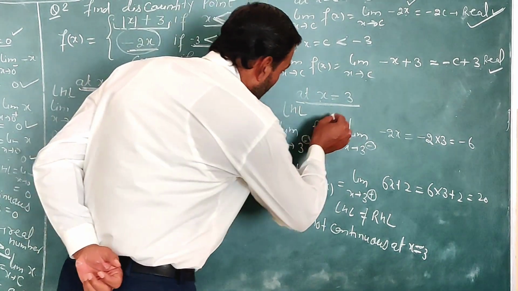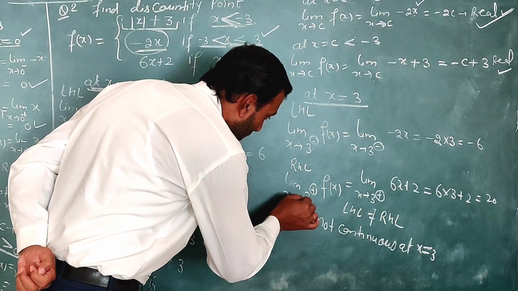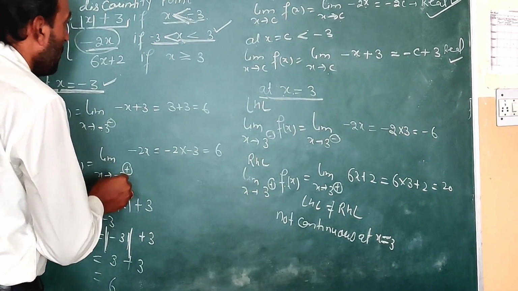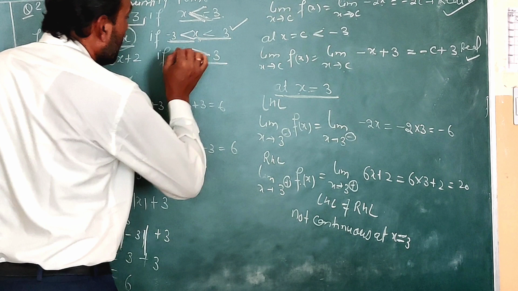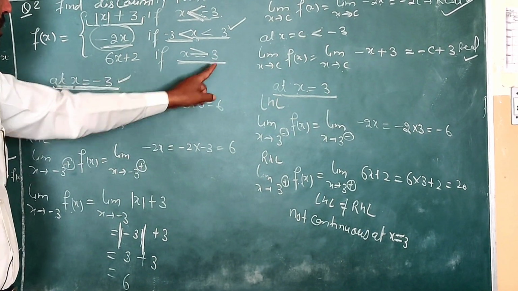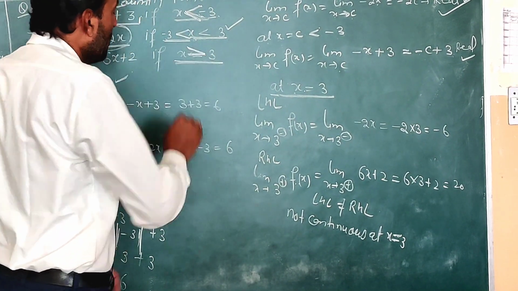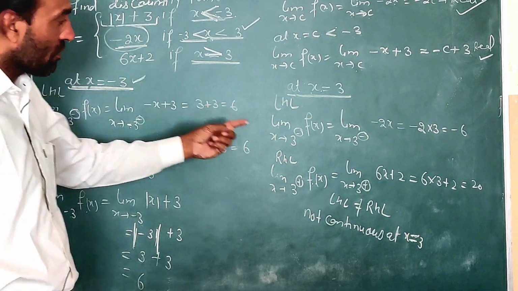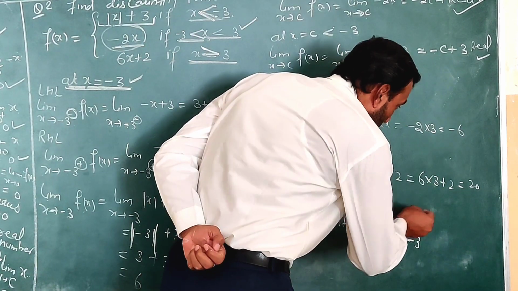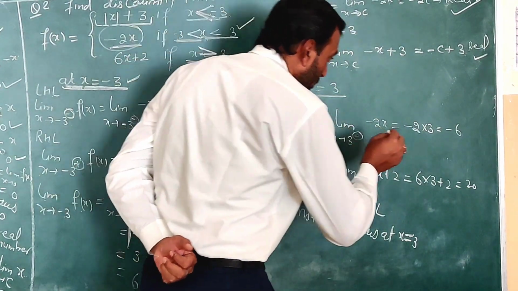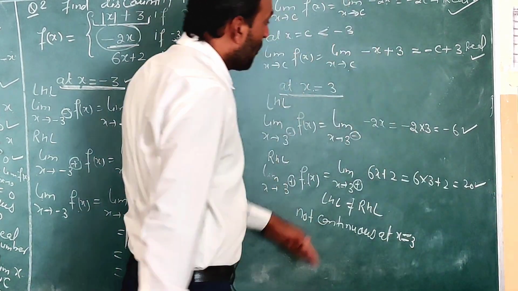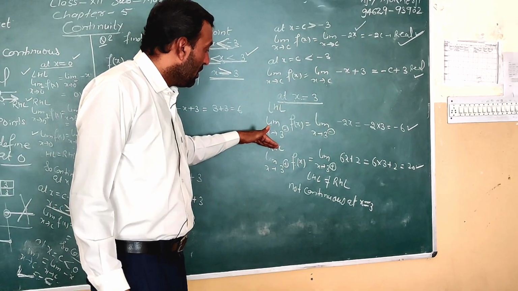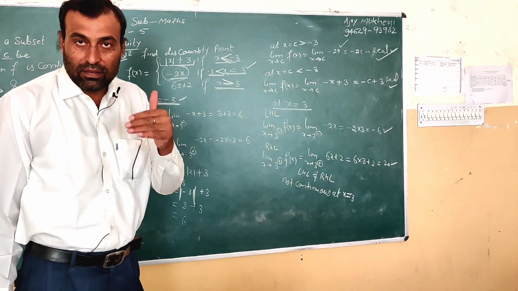At x equal to 3, the right hand limit, limit x tending to 3 plus of f(x). For the right hand limit, look at this situation: x is greater than 3, so we have to put 6x plus 2, and x is replaced by 3. We get the answer 20. In this situation left and right limits are not equal, so we don't check the third condition. The two limits are not equal, so the function is not continuous at x equal to 3.